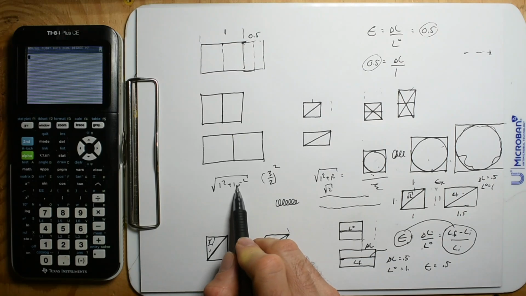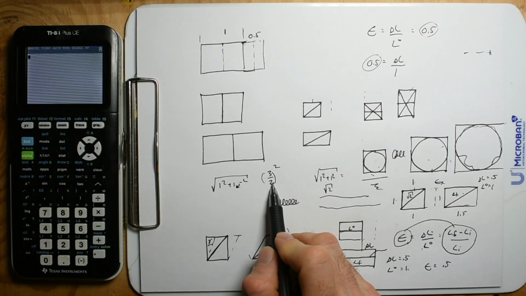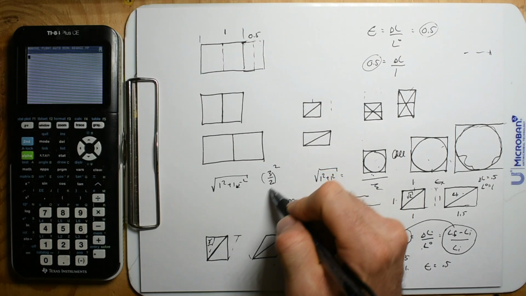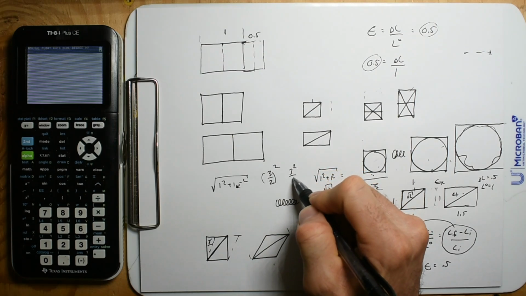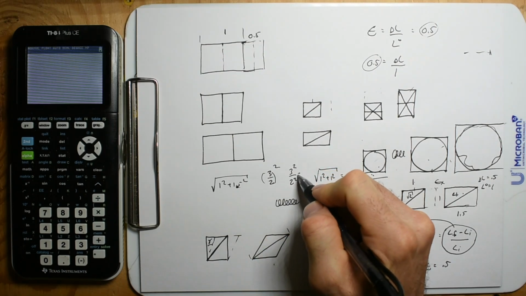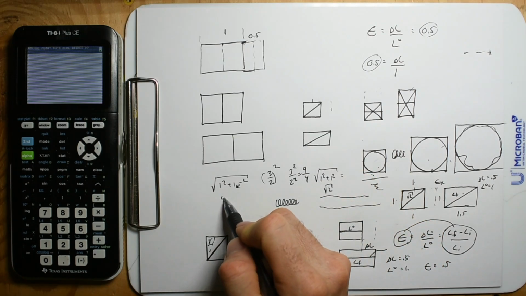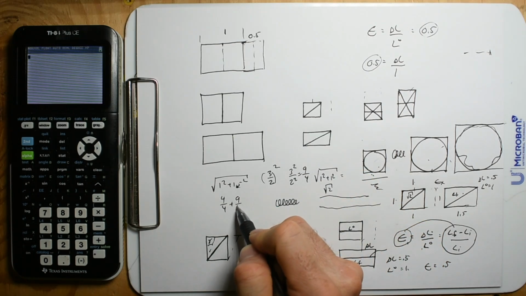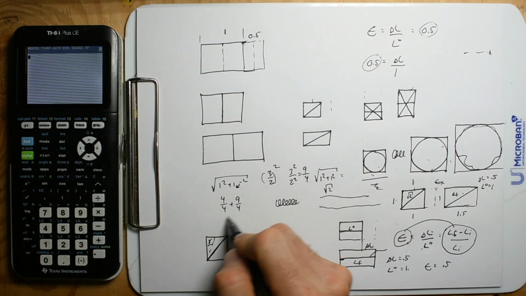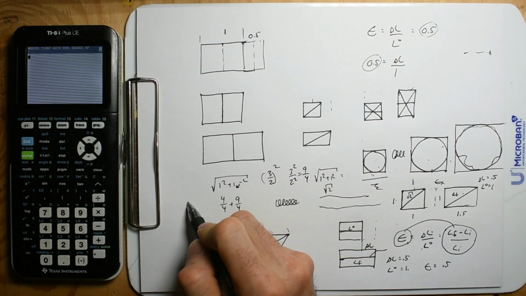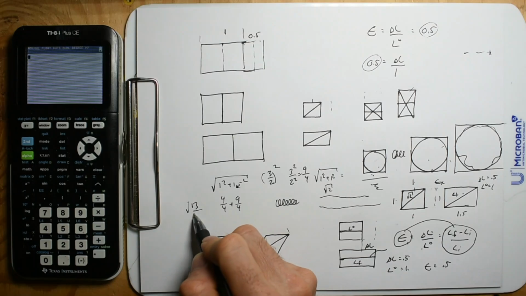1.5 is 3 divided by 2. If we're squaring it, we're going to square top and bottom. That's the same thing as 3 squared divided by 2 squared, which is 9 divided by 4. And then we're going to add 1, which is 4 fourths plus 9 fourths. So we got the square root of 13 fourths.